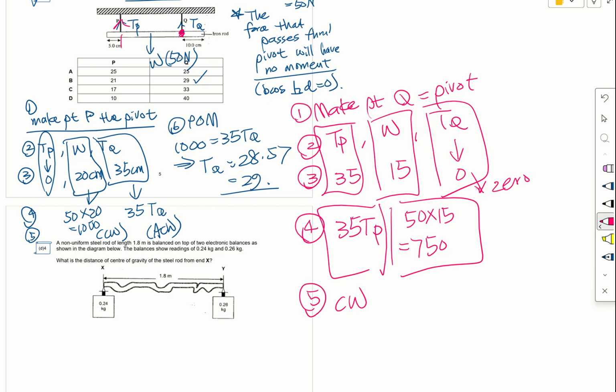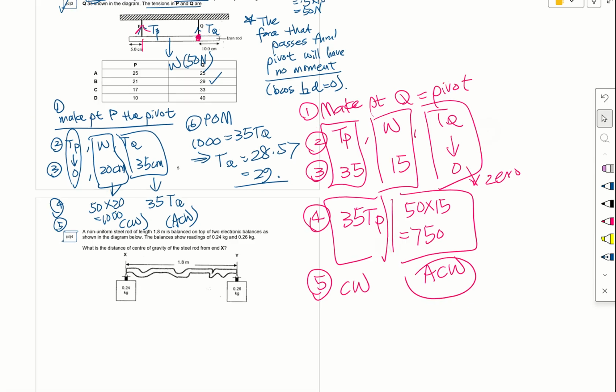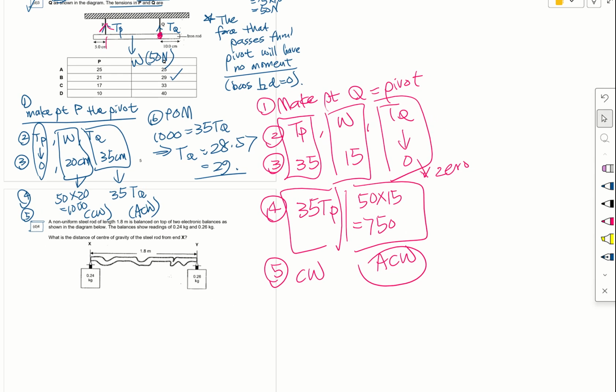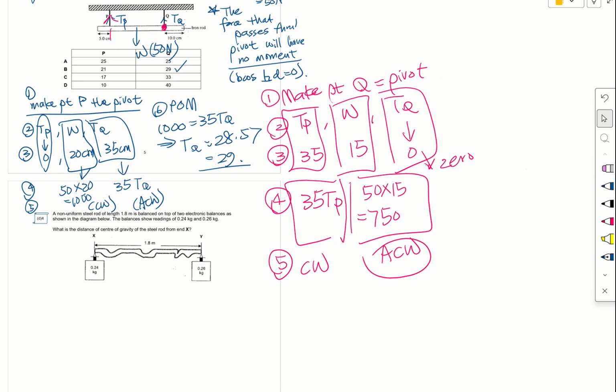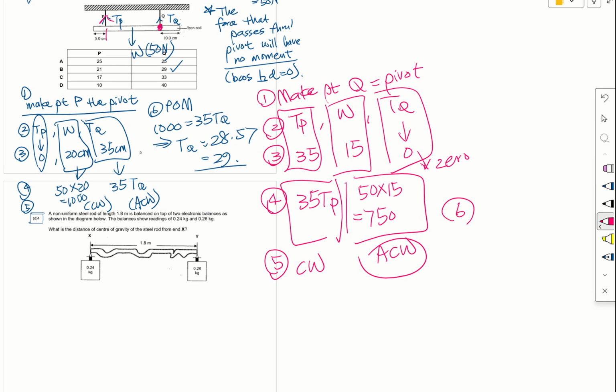Step 5, finding direction. For W, it will be anti-clockwise. The moment due to W will be anti-clockwise, right? Use the pen trick, simulate where the pivot is, and then press the force according to where it's being applied in the question.